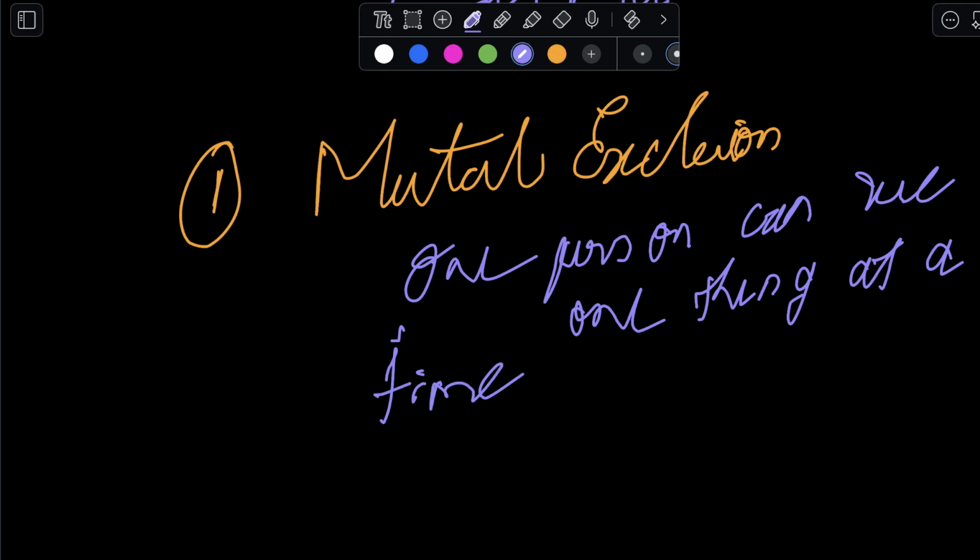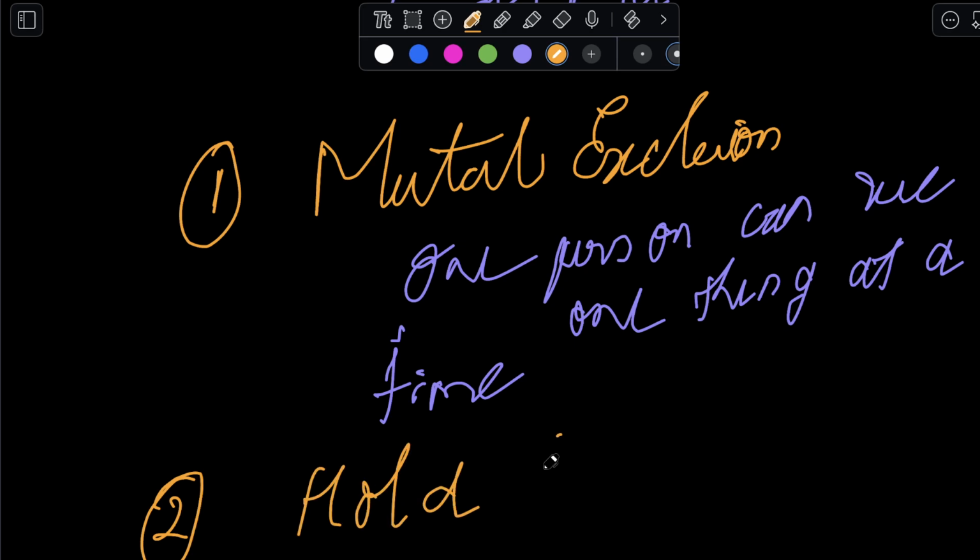The second rule he said is hold and wait. That means if a thread holds one resource while waiting for another, right? So suppose he is waiting for the pen, he cannot give up the notebook that is needed by the other. He needs to wait until the resource is available.